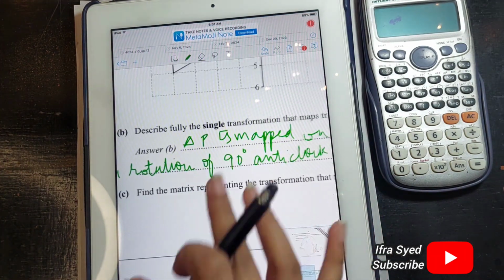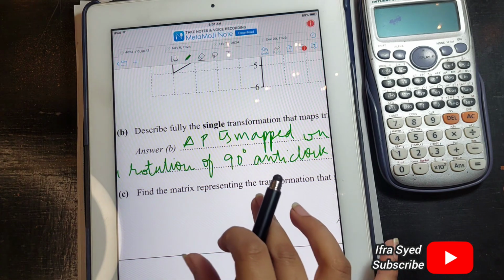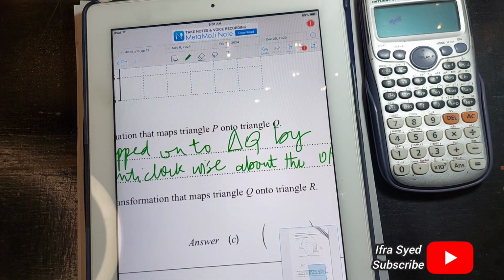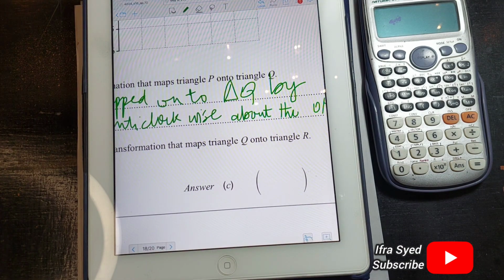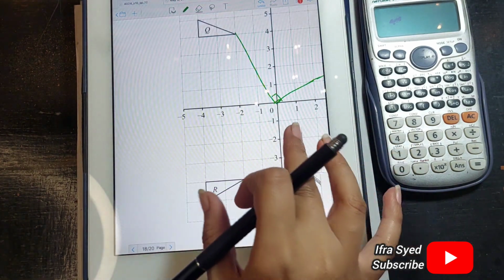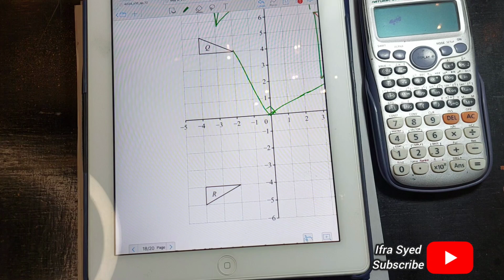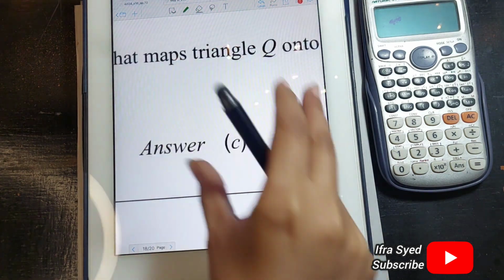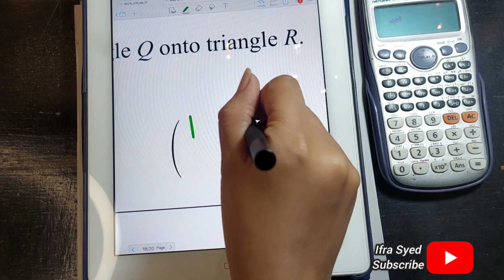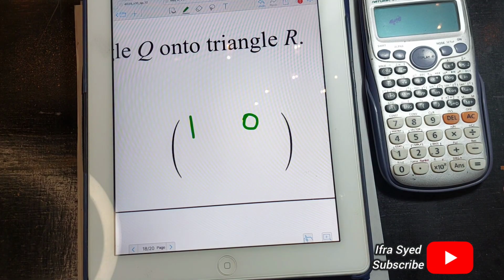Now let's move to its next part, and its next part is C part. In the C part it is written: find the matrix representing the transformation that maps triangle Q into triangle R. So let's see from the diagram. They are saying we need to write the transformation matrix of these two triangles. As you see, the transformation occurs in x-axis, so our transformation matrix will be equal to 1 0 because the transformation is in x-axis.